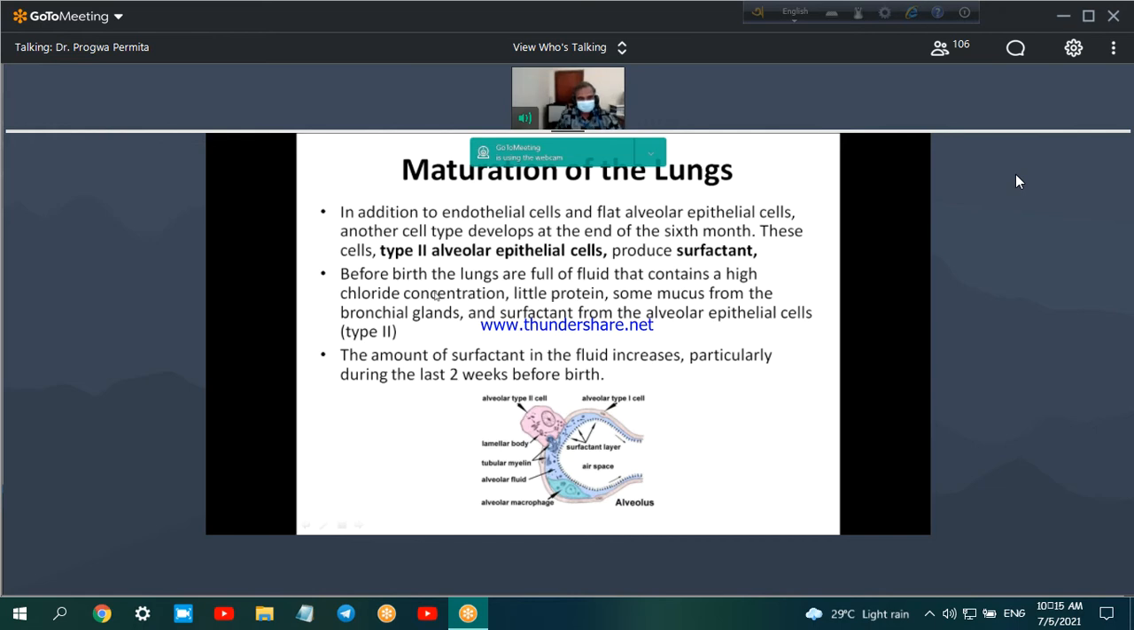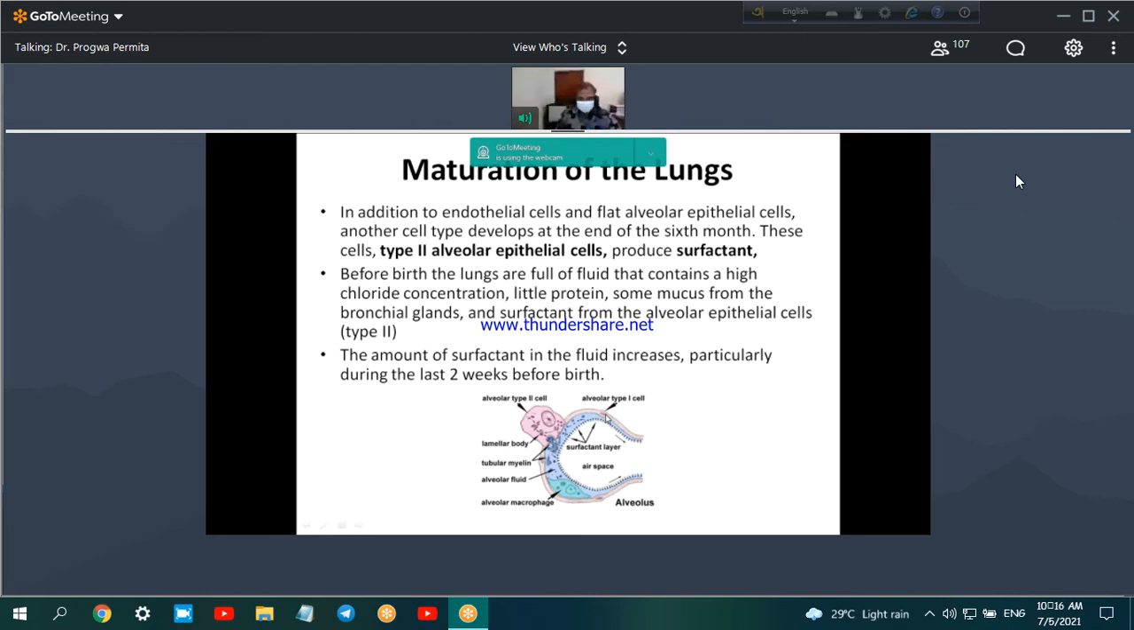Before birth, the lungs are full of fluid that contains a high chloride concentration, little protein, some mucus from the bronchial glands, and surfactant from the alveolar epithelial cells. So which components are present in the lungs before birth? The lungs are full of fluid containing high chloride ion concentration, little protein, some mucus from the bronchial glands, and surfactant. Surfactant is secreted from the type 2 alveolar cells.